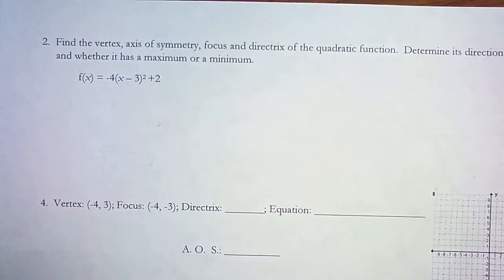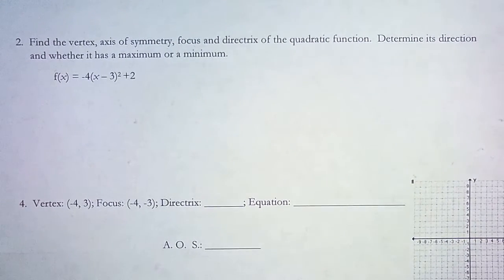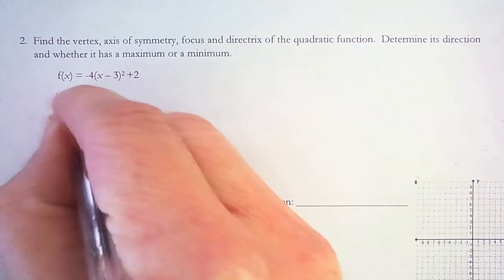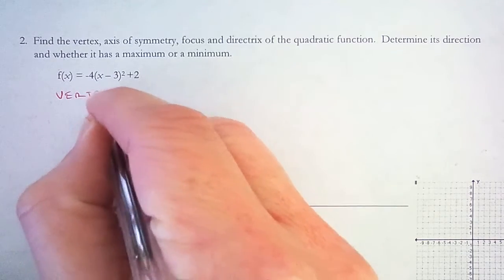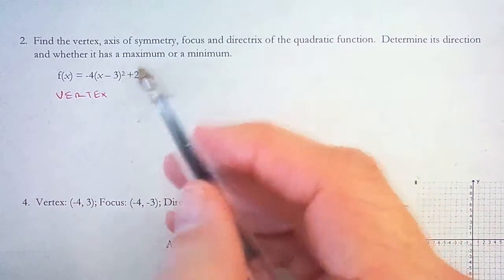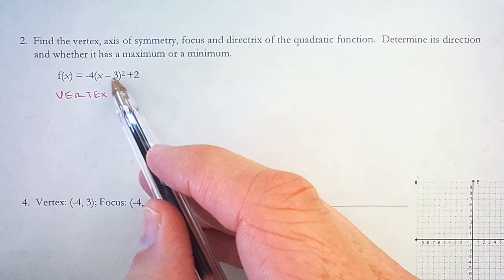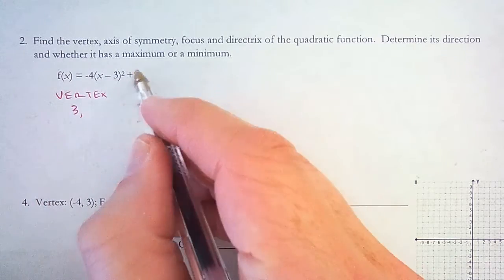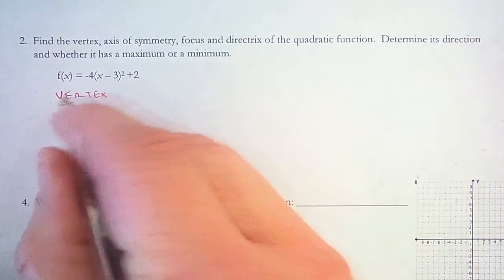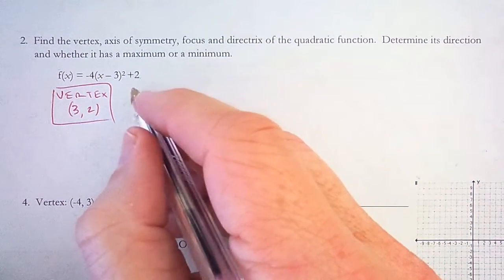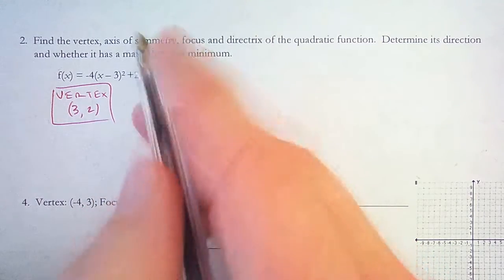Okay, so now we'll flip over to the even side, and we are starting this one in vertex form. So first we are going to find the vertex, and the vertex comes from h and k. In this form of a parabola, right here is the opposite of h, so that means h is 3 and k is 2. So there is your vertex. Next is the focus. Next is axis of symmetry.